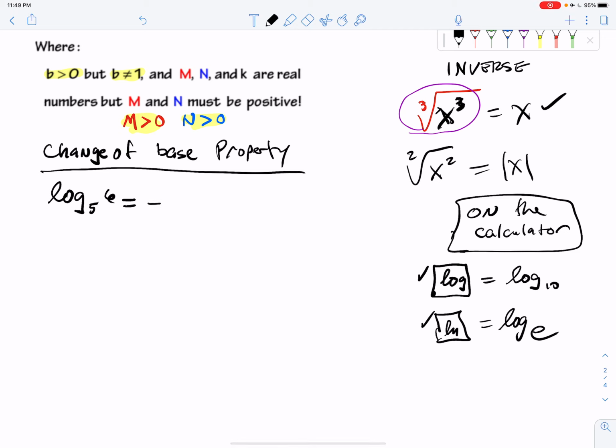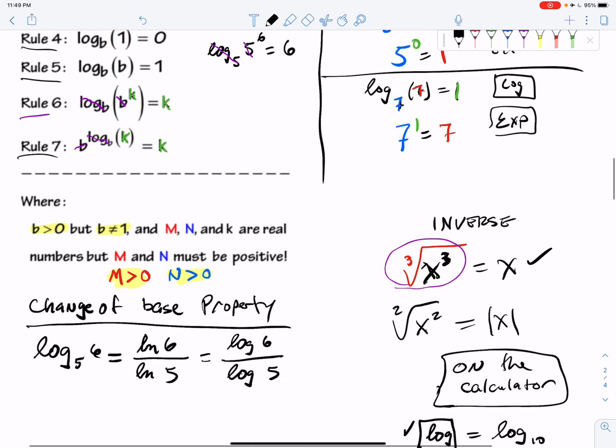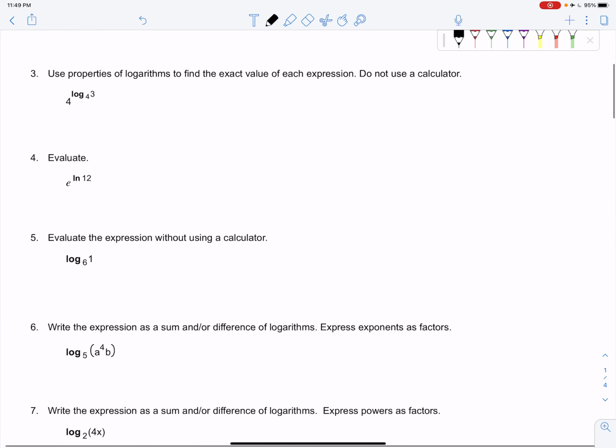So if I wanted an approximation, I would put in the calculator the natural log of 6 divided by the natural log of 5. That'll give me the same exact answer as if I used my common log button, which would be log base 10 of 6 over log base 10 of 5. So this allows us to approximate any base, because we can change it to the base of the functions we have on our calculator. All right, I think it's time to do some problems. That was a long intro.